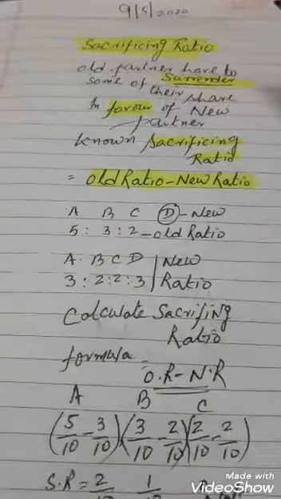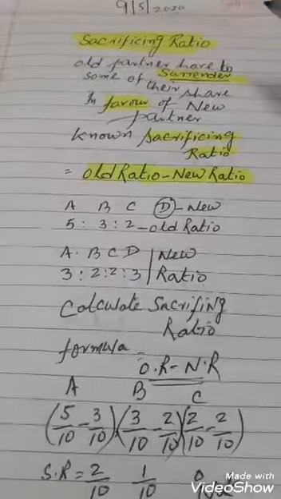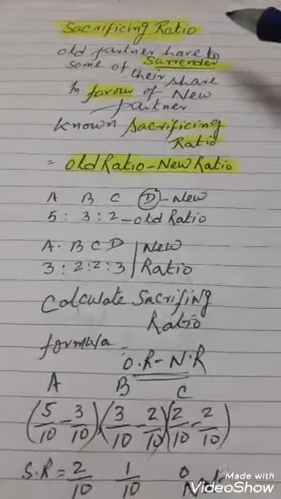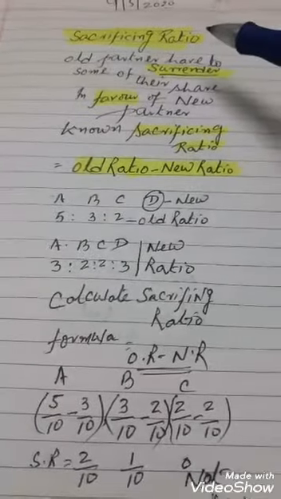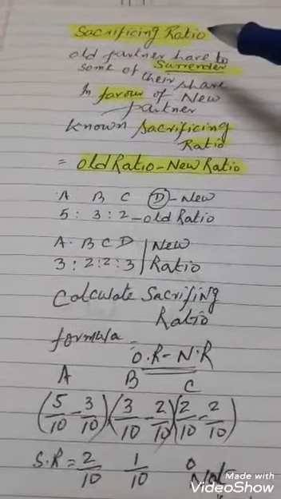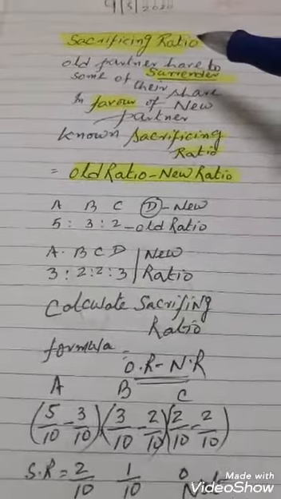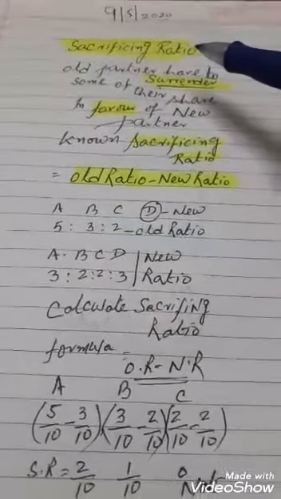Yesterday I told you about the new profit sharing ratio. Now the next step is calculation of sacrificing ratio. Now the question says, what is sacrificing ratio?